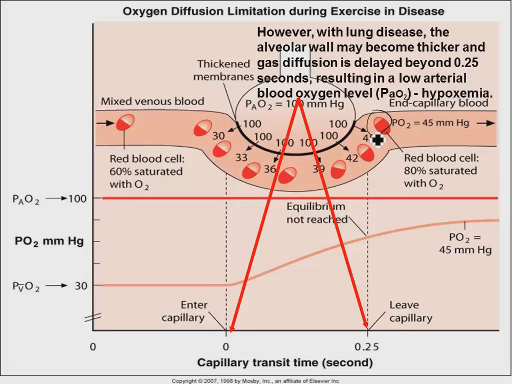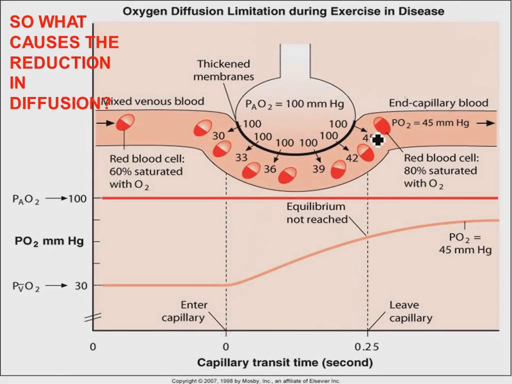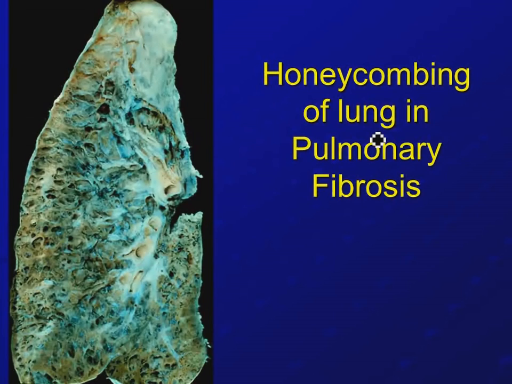That implies that there's something wrong with the diffusion pathway. Something's causing it to take longer to get across than ordinarily would. So what causes this reduction in diffusion? That's the whole question. This is an example of a lung that has pulmonary fibrosis. Those nice rich alveoli, that's gone. Basically looks like Swiss cheese. And that's literally what will end up happening. And I'll explain why in a sec.